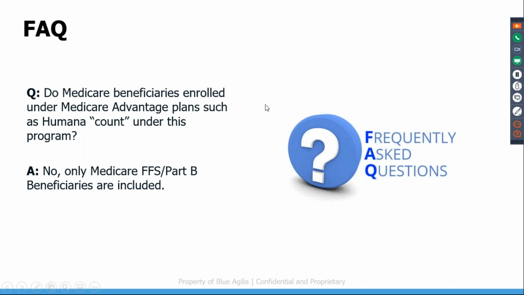Do Medicare beneficiaries enrolled under Medicare Advantage plans, such as Humana, count under this program? And that is no. This is for only Medicare fee-for-service Part B beneficiaries included for the program. Next slide.